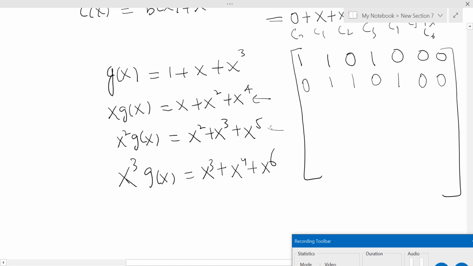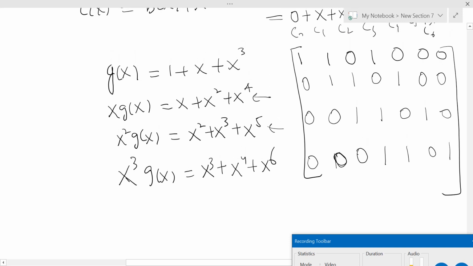Then in the third row, you have constant missing, so C0 is missing, C1 is missing, and then the x square term is there, x cube term is there, x to the power 4 is missing, 5 is there, 6 is missing. Then finally, the constant term is missing, first degree term is missing, second degree term is missing, cube term is there, 4th degree term is there, 5th term is missing, and then 6th term is there. So this will become the generator matrix.